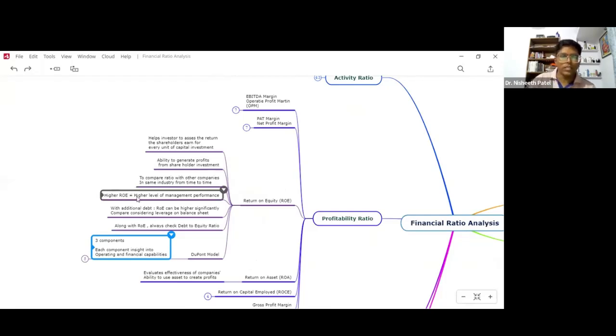Higher ROE means a higher level of management performance. With additional debt, ROE can be significantly higher considering the leverage on the balance sheet. Okay, so what it means is, suppose the company's ROE was 10 or 12% last year, and in the next year it suddenly increased to 15 to 18%. Then we have to check why the ROE suddenly increased. If the company has taken debt, debt has increased and ROE has also increased, then that is not a good sign for the company. So along with the ROE, always check the debt to equity ratio.